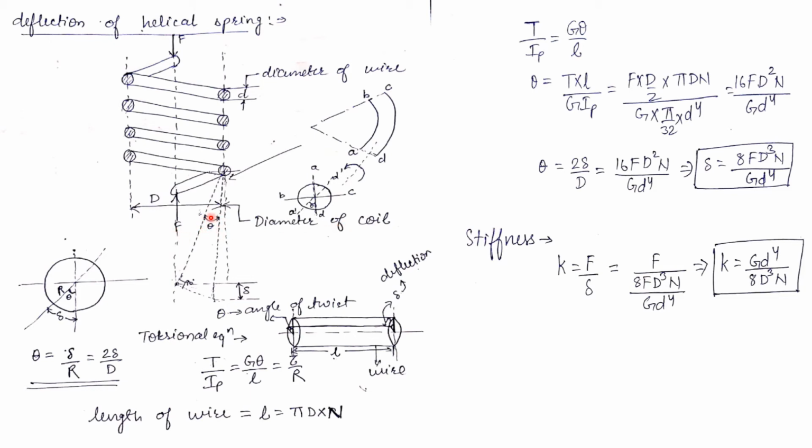So for calculating the deflection, we have to know the angle of twist. For calculating the angle of twist, we have to know the torsional equation. For applying the torsional equation, we have to open this spring in the form of a bar. In the bar, the torsional equation is T upon Ip is equal to G theta upon L and is equal to tau upon R. The length of the bar is L. We have to know the length of the bar. First we have to calculate the length of the bar or wire.